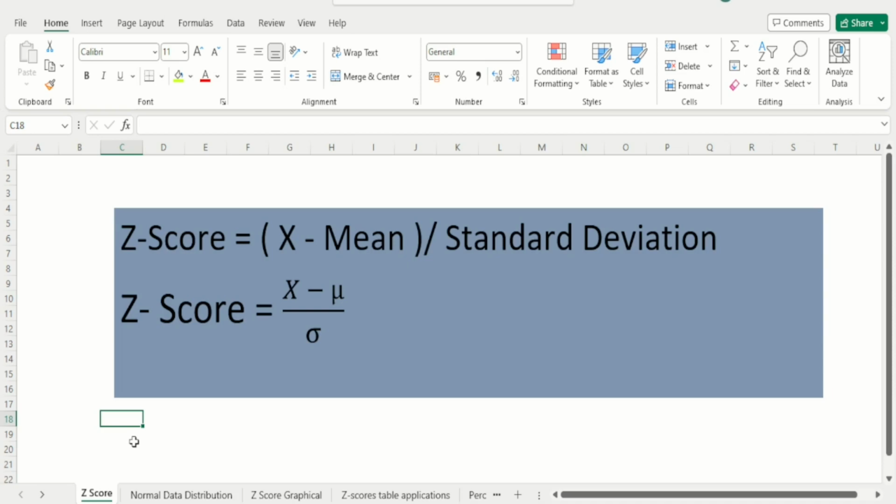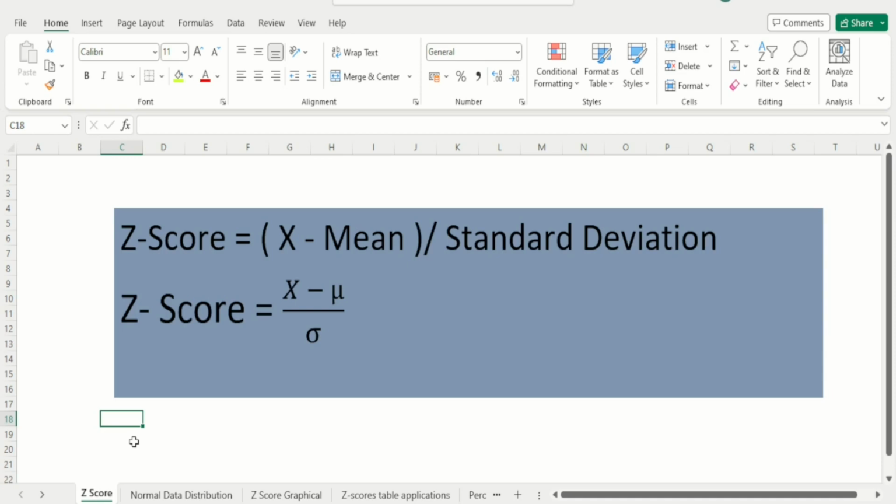A z-score is defined as the difference between the data point and the mean divided by the standard deviation. The net effect of this calculation is that it gives us how far or how close a data point is to the mean of a distribution, or to be more precise, of a normal data distribution, in terms of standard deviation. If the data point is to the right of the mean, it shows up with a plus sign. If the data point is on the left of the mean, then the z-score has a negative sign.